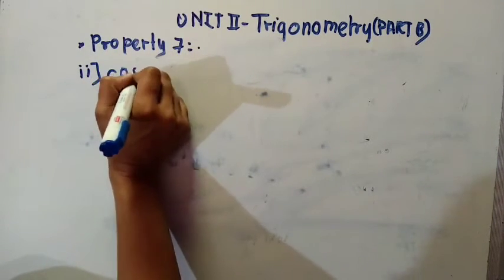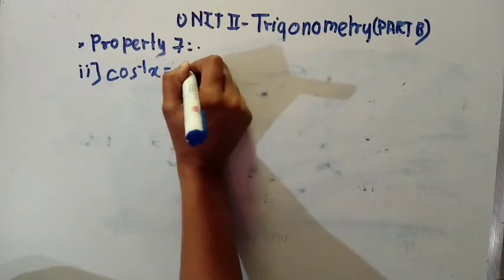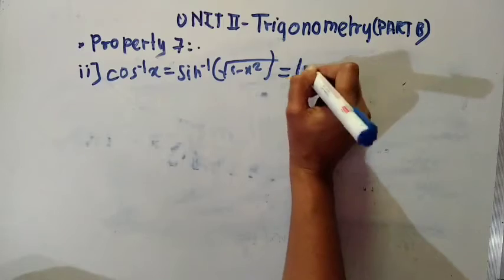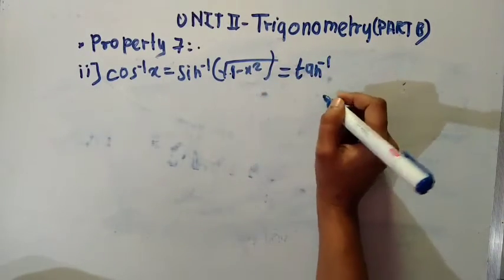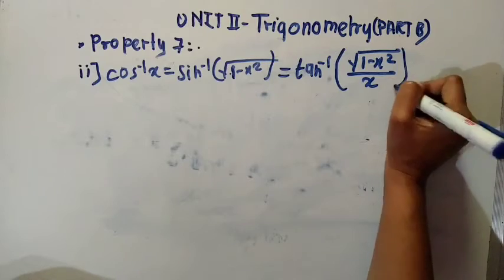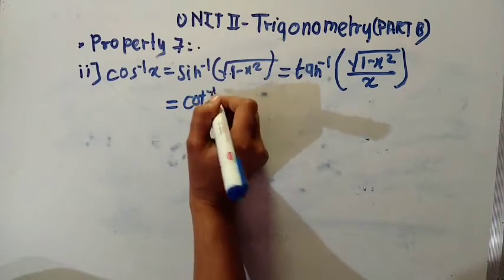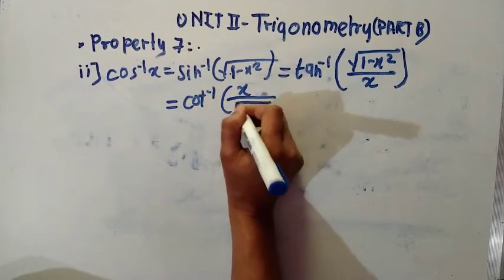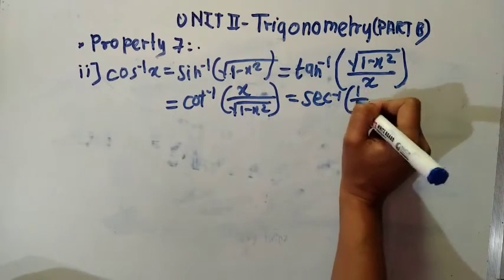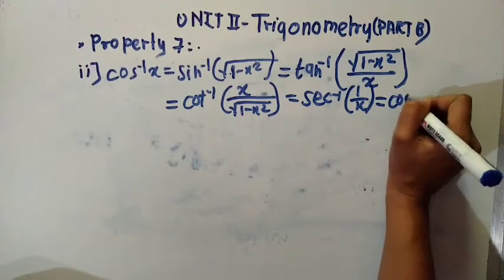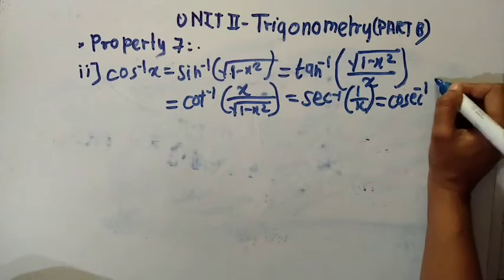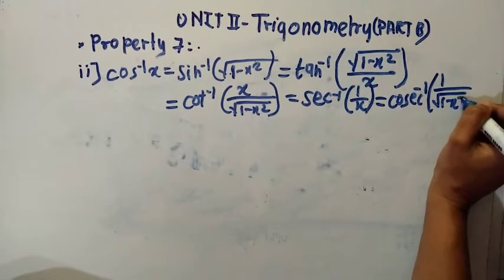Second, cos inverse of x is equal to sin inverse of root 1 minus x square, is equal to tan inverse of root 1 minus x square upon x, is equal to cot inverse of x upon root 1 minus x square, is equal to sec inverse of 1 upon x, is equal to cosec inverse of 1 upon root 1 minus x square.